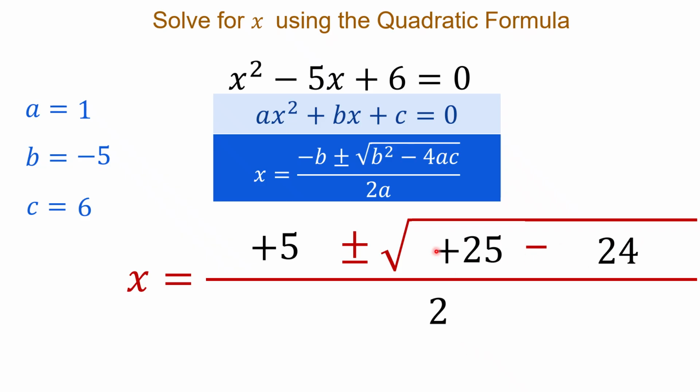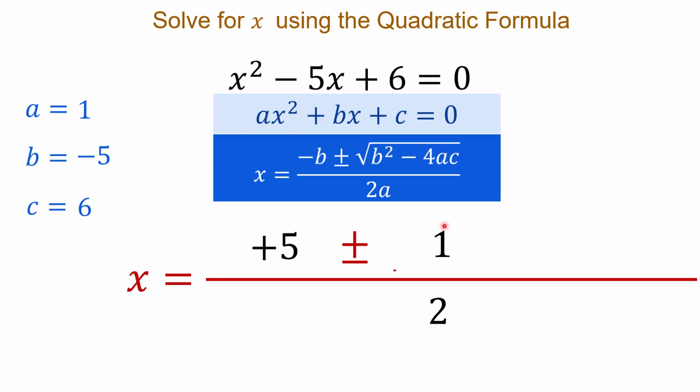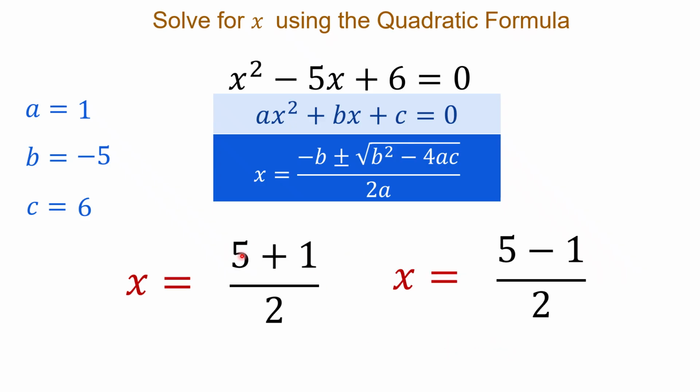Let's simplify the radical a little bit more. 25 minus 24 is equal to 1. In this case, we're going to have square root of 1, which is 1. So the two scenarios are positive 5 plus 1 or positive 5 minus 1. All of that over 2. So again, 5 plus 1 over 2 or 5 minus 1 over 2.